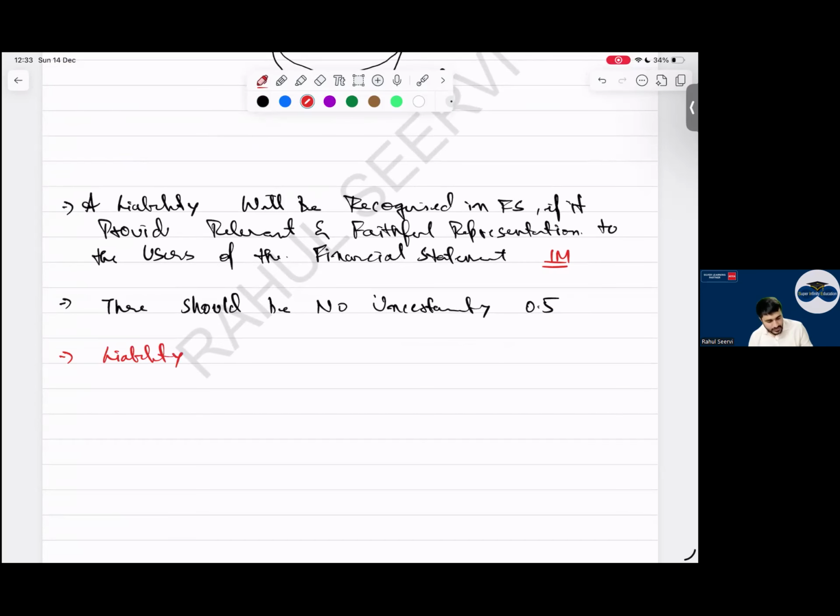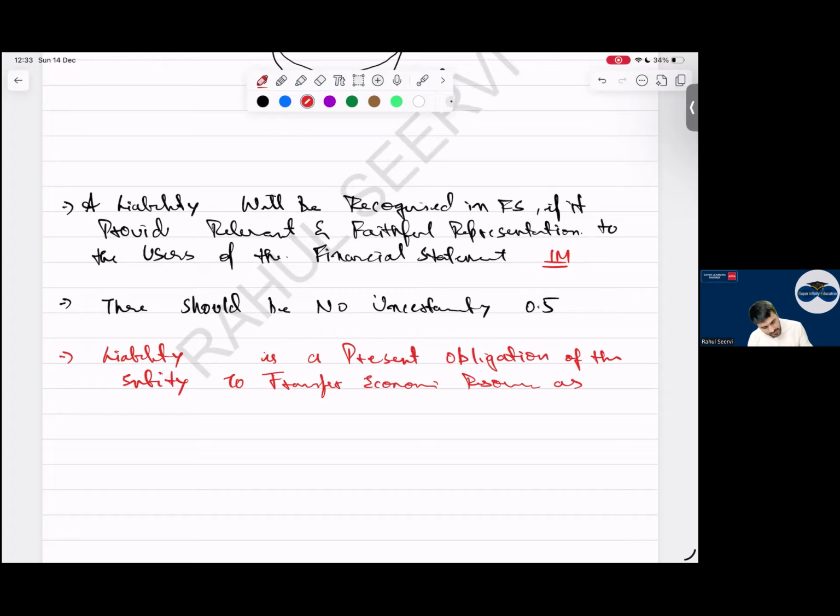Liability is what, beta? Liability is a present obligation of the entity to transfer economic resource as a result of past event. You will get 1 mark for this. Yes sir. See, it's regular. For both of these you get 1 mark. It's for sure. Any question, you will see this.